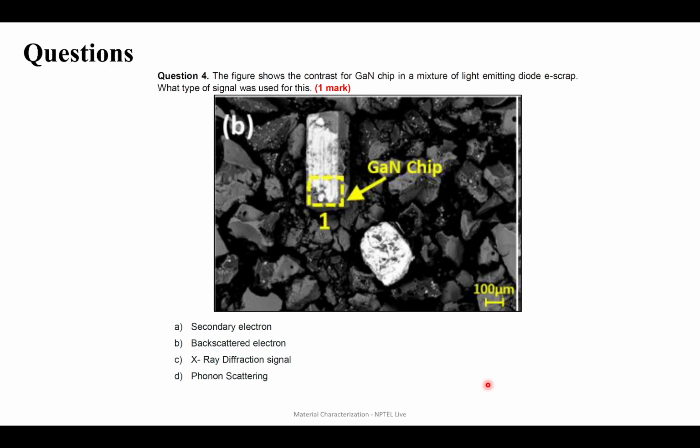The figure shows a contrast of a GaN chip in a mixture of light emitting diode scrap. What kind of signal was used for this? Secondary electron, backscattered electron, X-ray diffraction signal, phonon scattering.